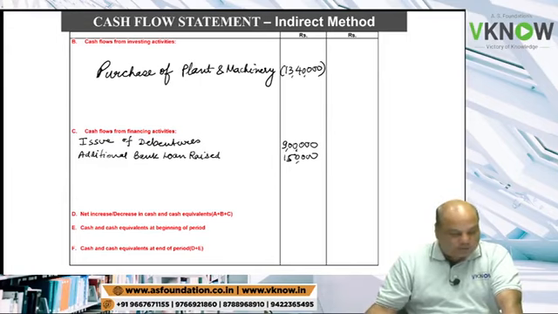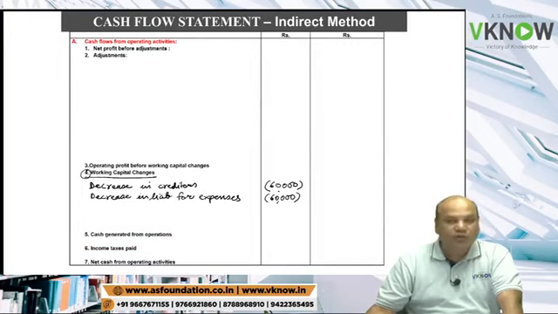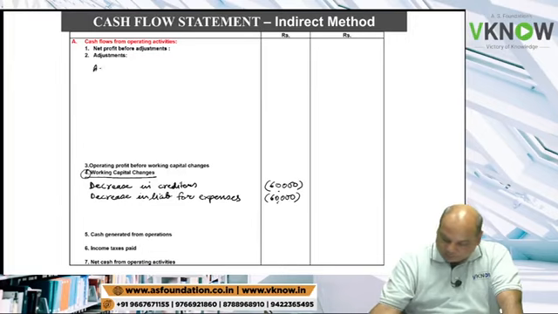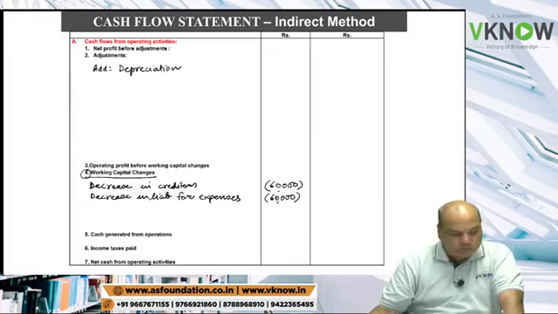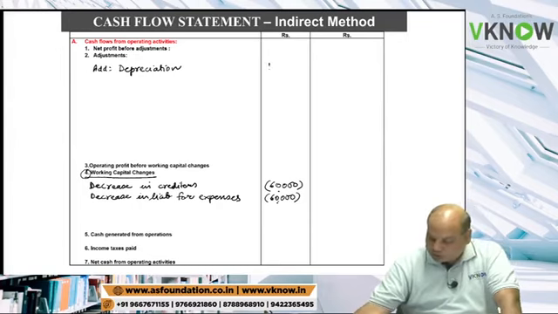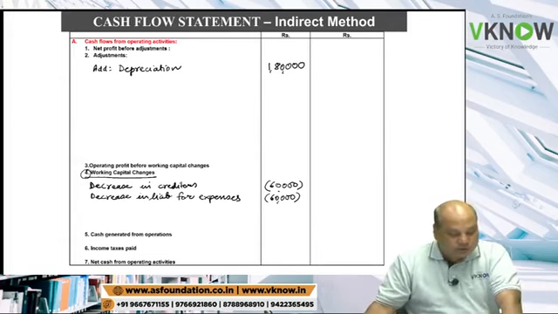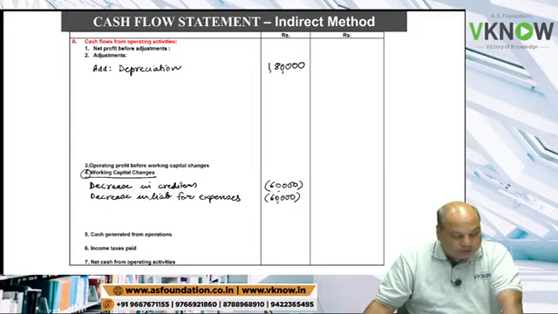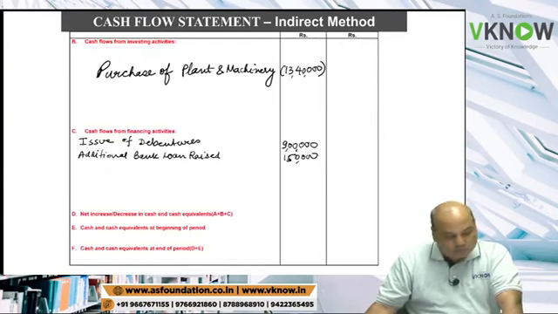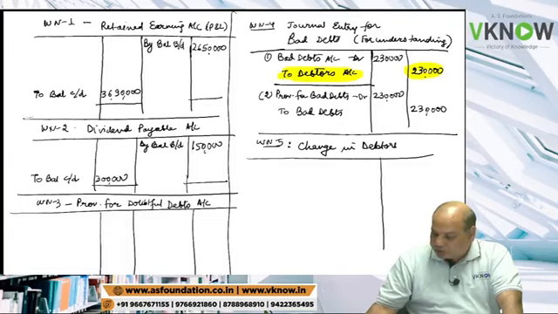And then the difference in depreciation is current year depreciation. That we will write in adjustment. So add depreciation, adjustment, operating activity point number 2. Depreciation amount is 1,80,000. It is given in the question also. Next point, current asset, debtors. Debtors come to working note number 3 and 5.